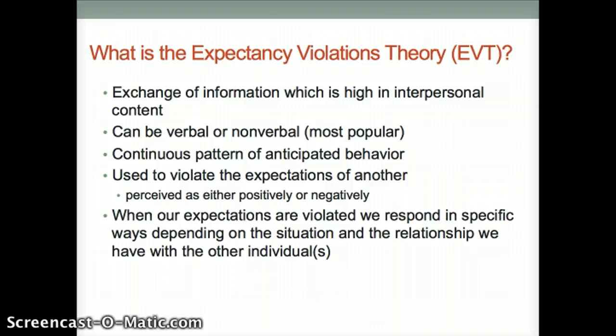So in short, the expectancy violations theory explains how when our expectations are violated, we respond in specific ways depending on the particular situation and on the specific relationship we have with the other individual or individuals.